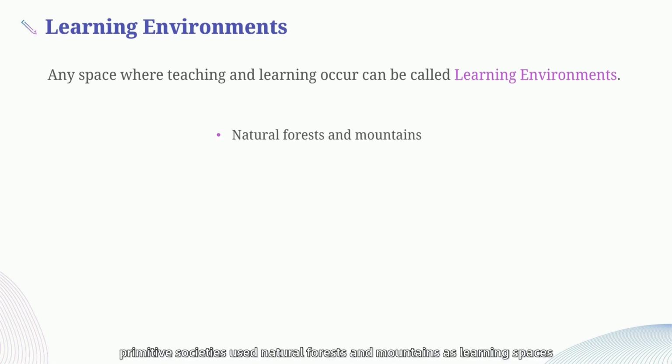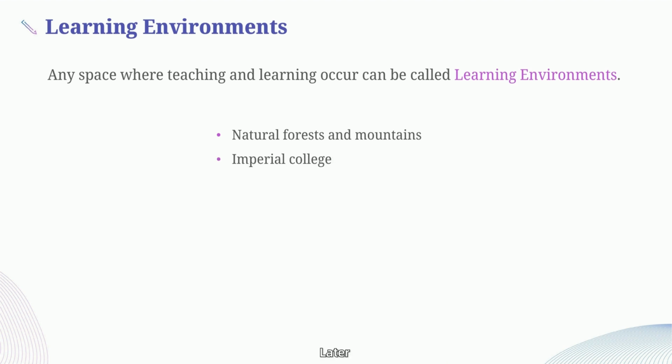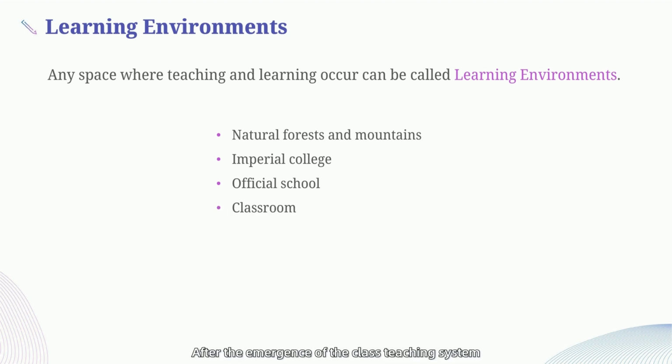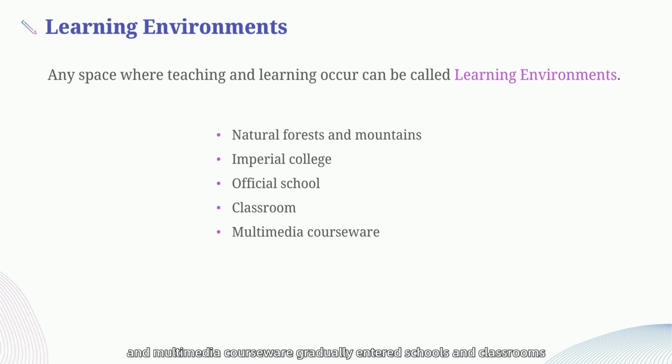Initially, primitive societies used natural forests and mountains as learning spaces, acquiring knowledge related to labor, such as hunting and knotted counting. Later, private schools such as Xiangxi, Sisu, and the Academy emerged, along with official schools such as the Imperial College. After the emergence of the class teaching system, classrooms gradually formed, which is the most familiar learning environment for us. With the development of information technology, digital technologies like multimedia computers, projection equipment, the internet, and multimedia courseware gradually entered schools and classrooms, offering richer forms of educational resources.